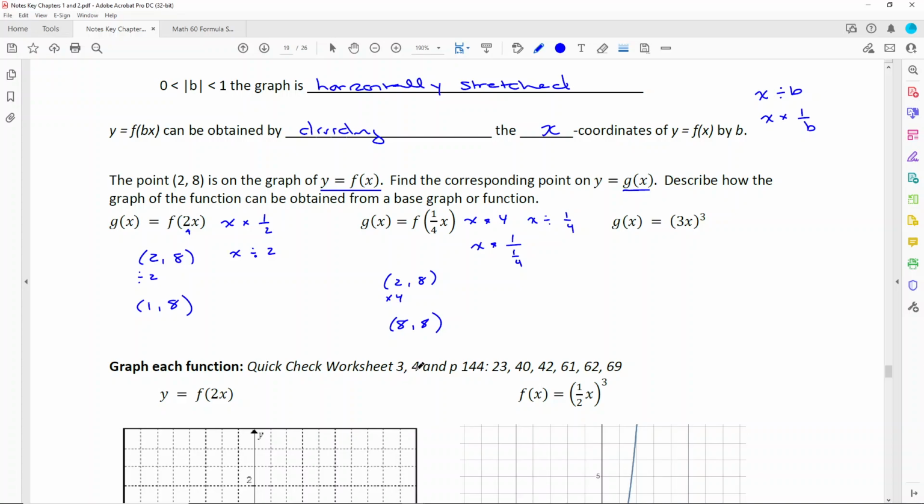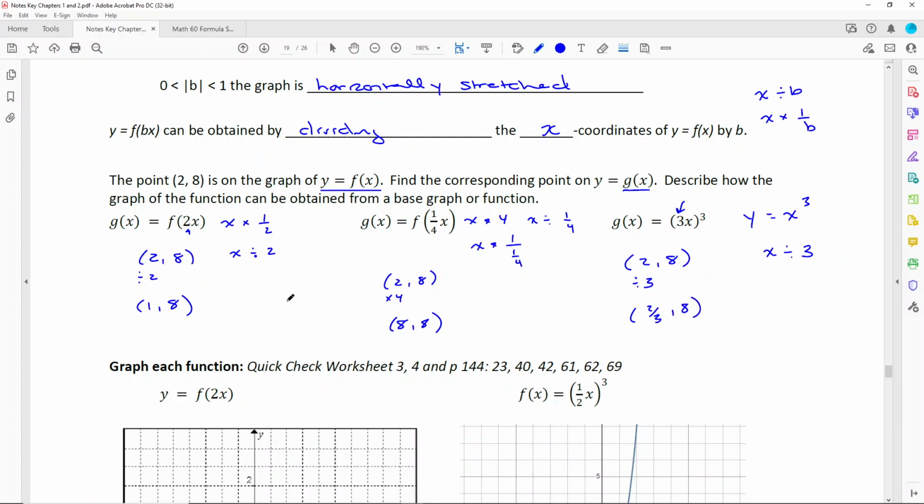Okay, last one. So this one, you have to recognize your base graph. My base graph is x cubed. Where's the 3? It's in the bracket with the x. So I'm going to take my x values and divide them by 3. If I have a point like (2,8) and I divide my x value by 3, I wouldn't want to graph it, but it's now at (2/3, 8).